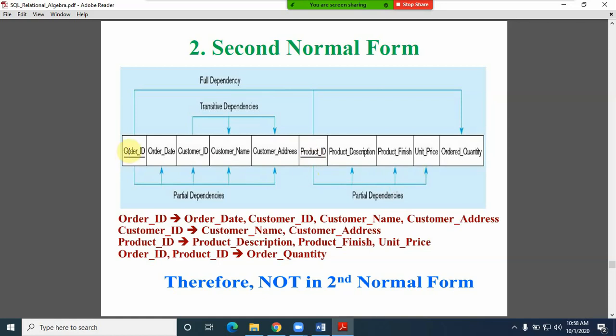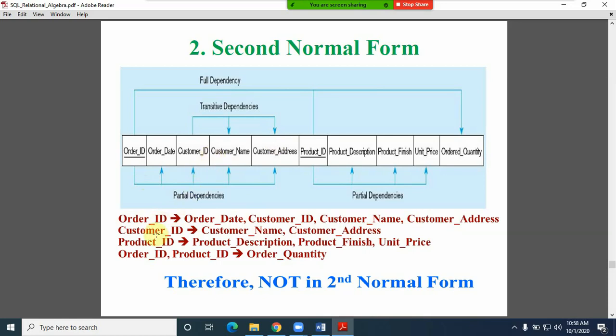Similarly, if I am considering order ID, order quantity is depending on the order ID. But one of the important aspects is this order ID and product ID, as well as the order quantity, if you are considering together, they are fully dependent. So order quantity depends on both the product ID as well as the order ID. Now you can observe here, one by one, the equation related to order ID: order date, customer ID, customer name, customer address, all these things depend on the order ID. That we know from this diagram, we can easily see that.